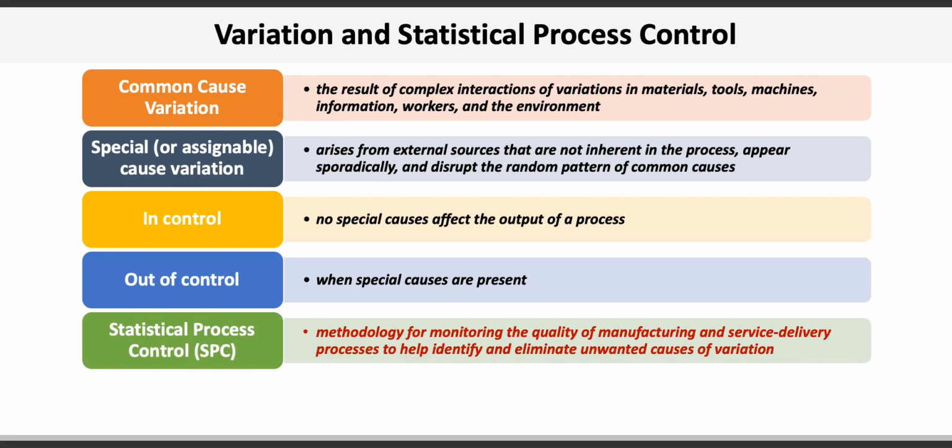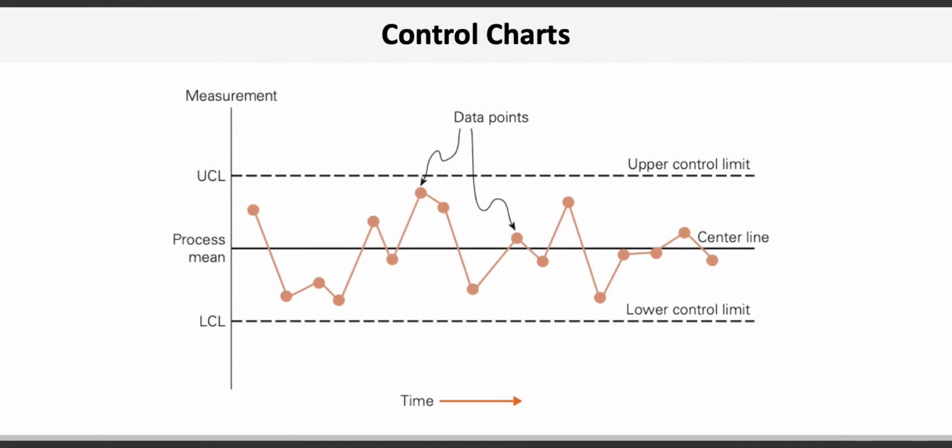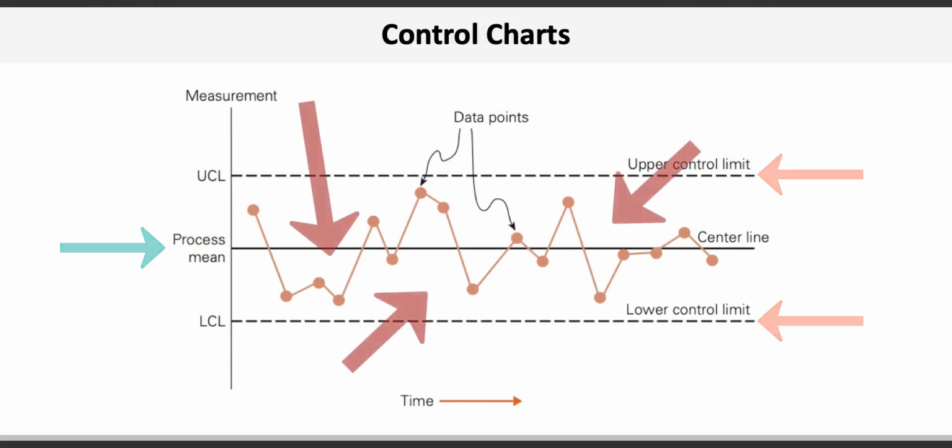Many customers require suppliers to provide evidence of statistical process control. SPC relies on control charts. A control chart is a special type of run chart to which two horizontal lines called control limits are added: the upper control limit, or UCL, and the lower control limit, or LCL, which are statistically calculated. Here's an example of a control chart. Here's the center line, and these are the upper and lower control limits. All of these data points fall randomly within the control limits and represent normal cause variation. We can say this process is in control.